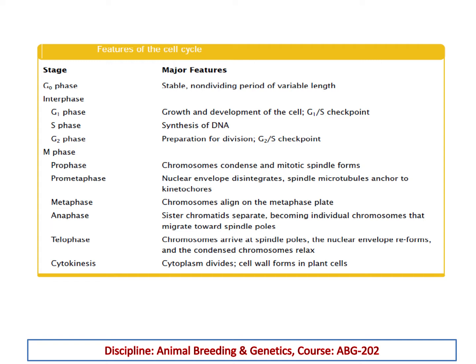In the telophase, chromosomes arrive at the spindle poles and the nuclear envelope reforms. So again there will be two nuclear envelopes for each part of the DNA or the chromosomes, and the chromosomes now relax because before this stage these were condensed. Now after that there will be division of the cytoplasm, and in the plant cells there would be a difference, that is the formation of the cell wall, and of course we know that the cell wall is not present in the animals.